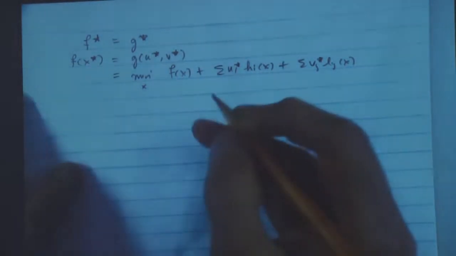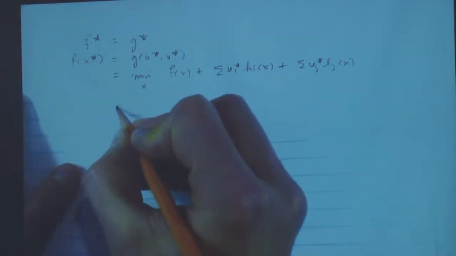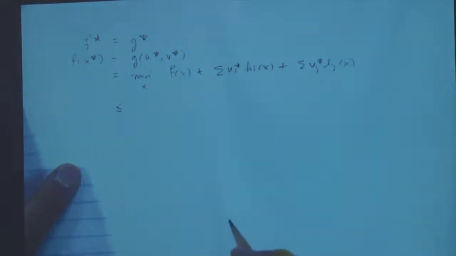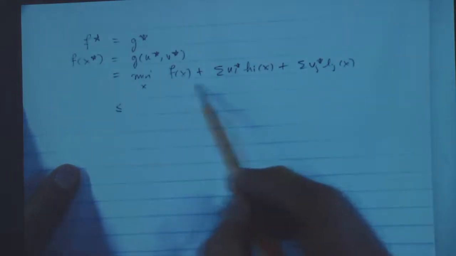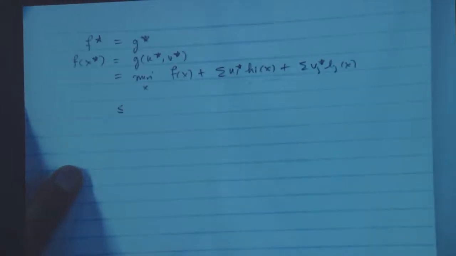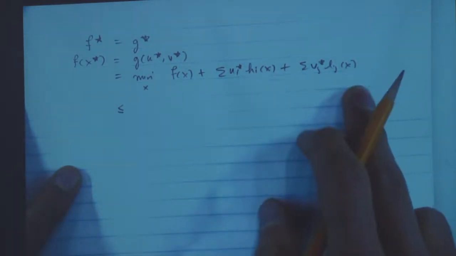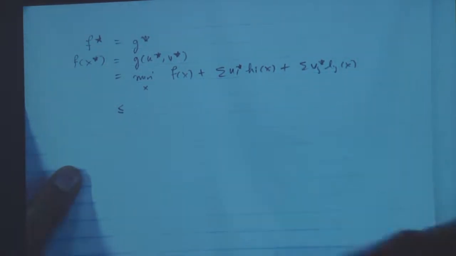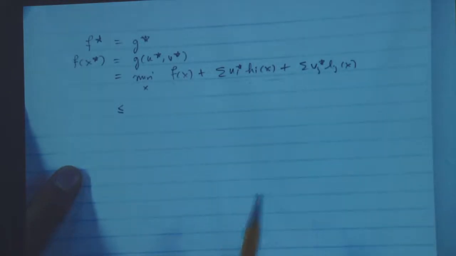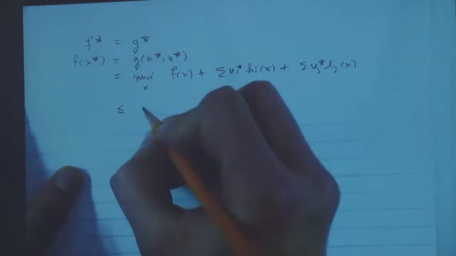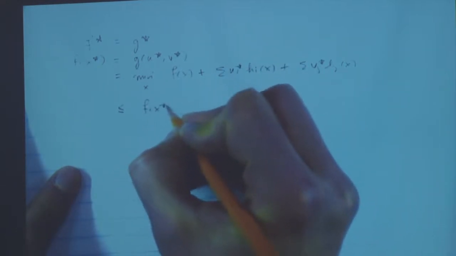And this minimum over all x is in particular going to be smaller than or equal to what happens if we evaluate this function, the Lagrangian, at x star. It's just a trivial property that if I take the minimum over all x, it has to be less than or equal to the value of this function for any x, in particular for x star, so I'll just plug that in.